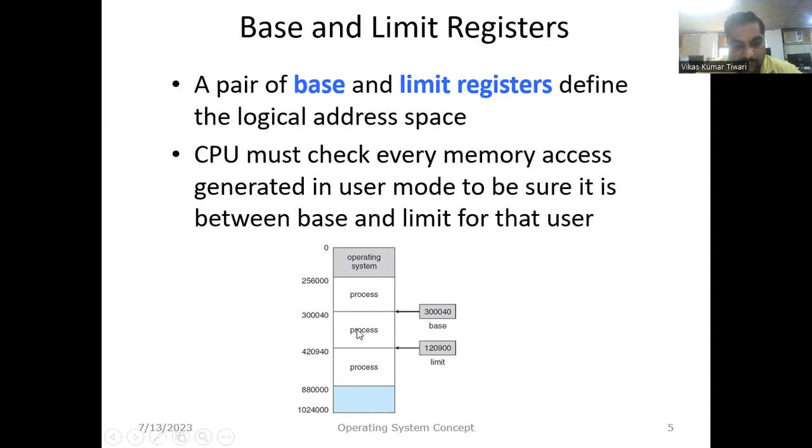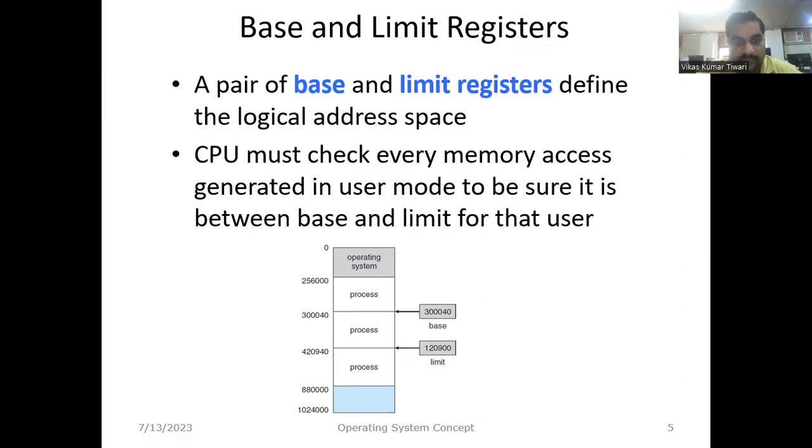300040 is a process's base register. In the same manner, here you can see that 300040 is the base register and 120900 is the limit. Limit means it is the total size between two registers. So limit means the total capacity that is required by the block, and base means from where we are starting the address.